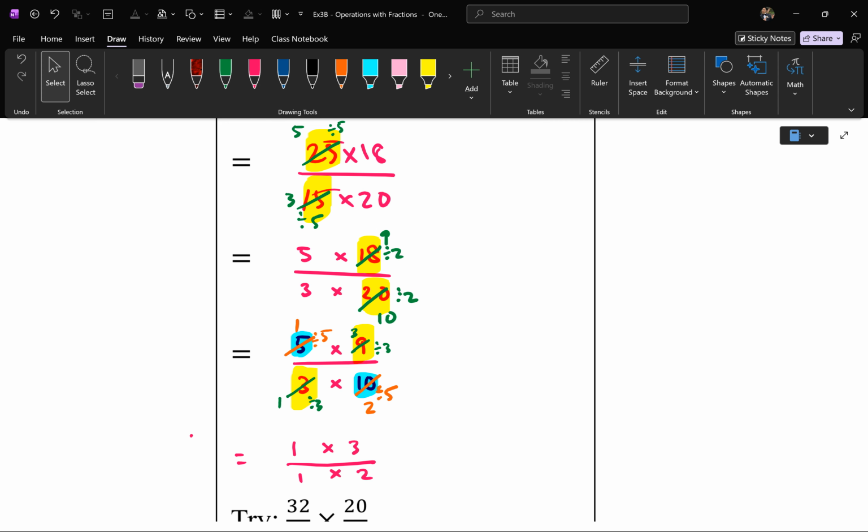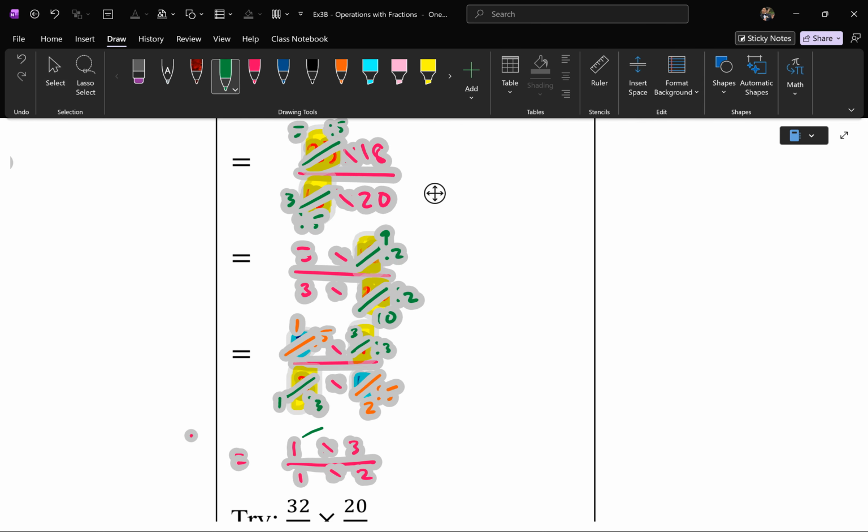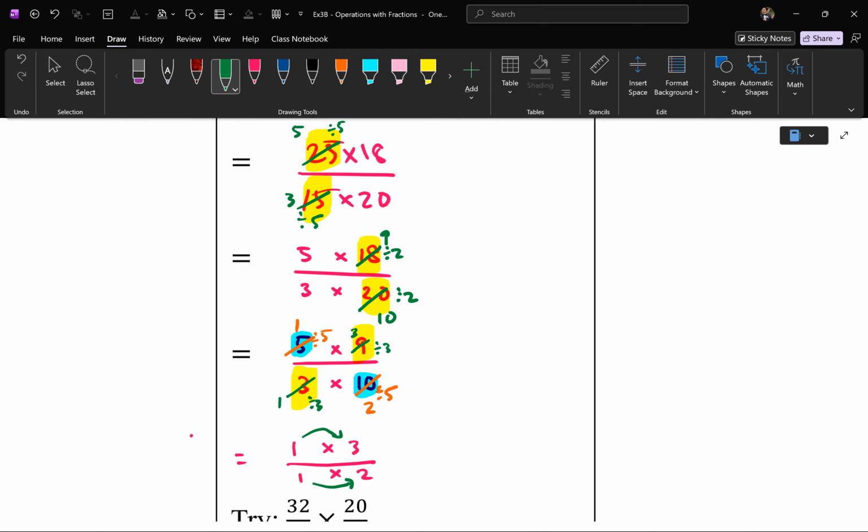You can use a calculator too, but that's not what we're trying to do. We're trying to get you to do this skill. We're trying to get you to simplify early before you do top with top, bottom with bottom. So if you do that, 1 times 3 gives you 3 on the top. Bottom is 1 times 2. And that's your final answer.